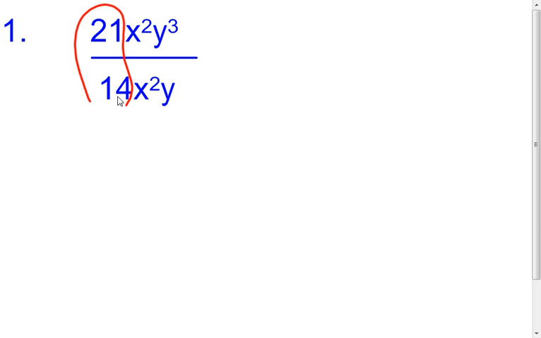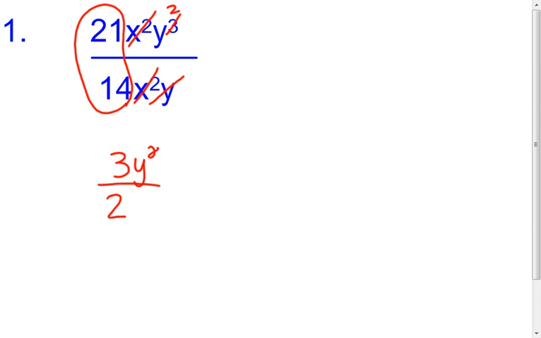So 21 over 14, if you think about that as a fraction, obviously reduces to 3/2. So you'll have a 3 in the numerator and a 2 in the denominator. The 2x squareds are going to cancel out. And then one of these y's will cancel with one of these, and it'll make y squared in the numerator.